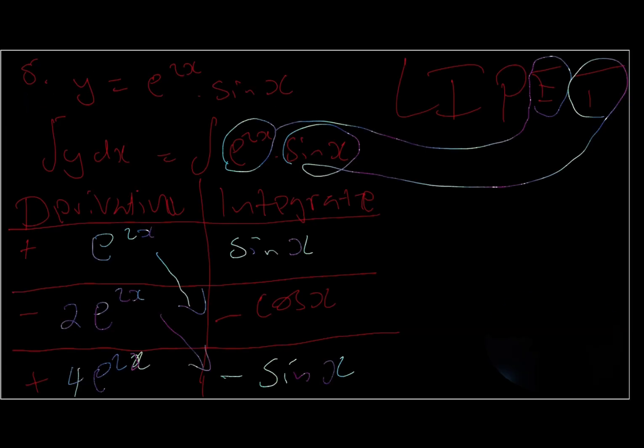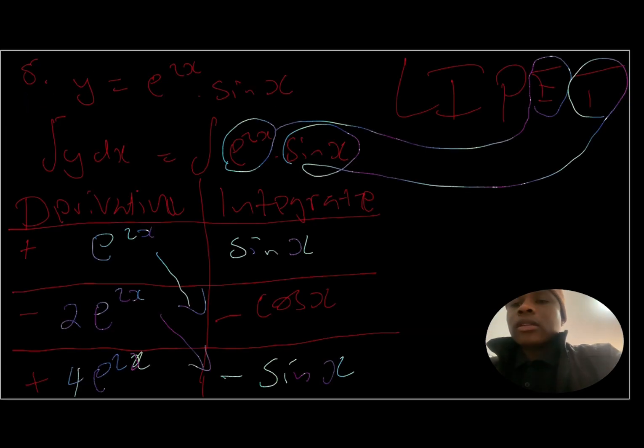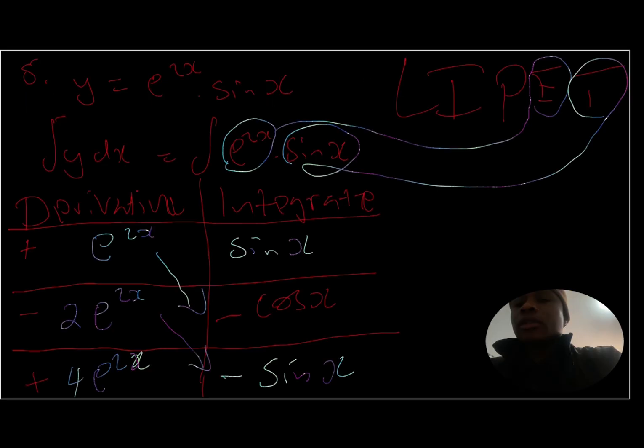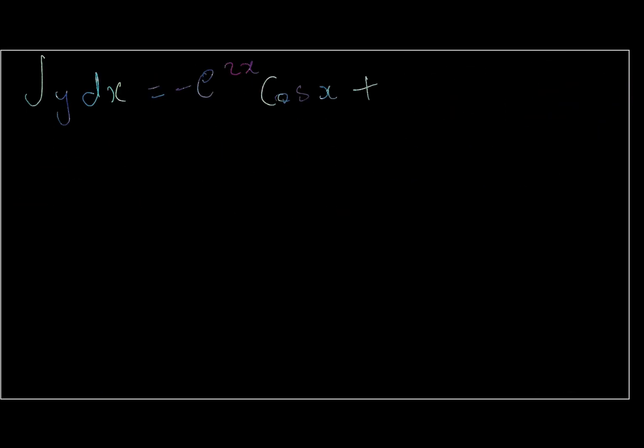Therefore, the next one will be negative 2 times e to the power 2x multiplied by negative sin x, right? We're going to cross multiply. Negative times negative is what? Positive, right? Therefore it will be positive 2 e to the power 2x times sin x. Remember, the last one, we are integrating it, right?